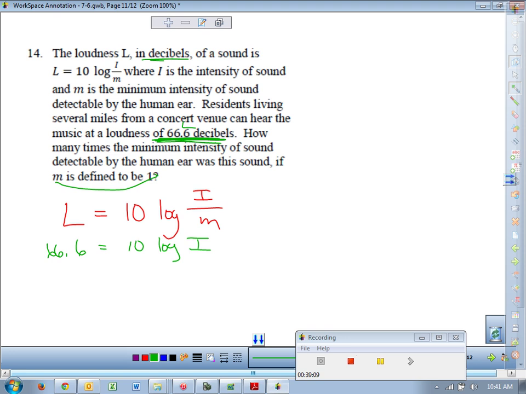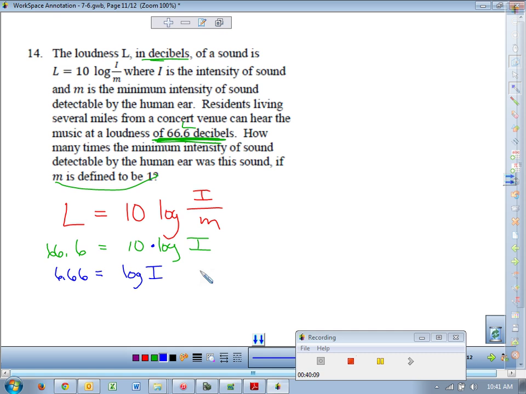Get the log all by himself on one side of the equal sign. You could bring the 10 up, but that would cause you more problems than good. People ask, can you just take that 10 and put it up here? You could. Why don't you just divide both sides by 10 instead, right? So what's 66.6 divided by 10? That equals log of I.